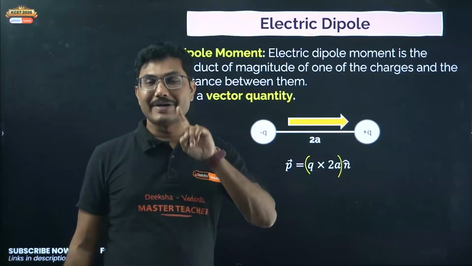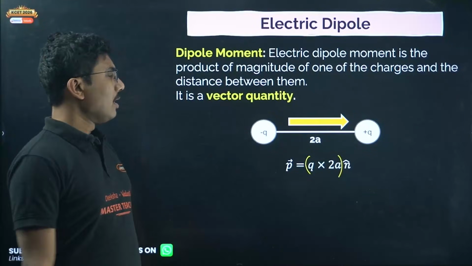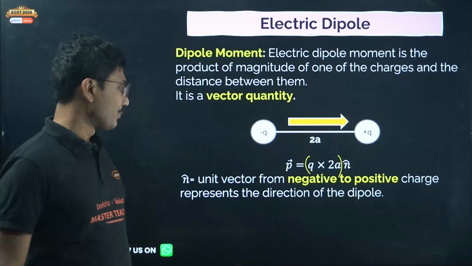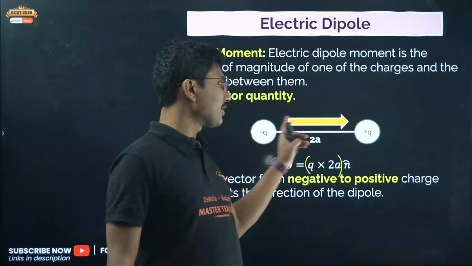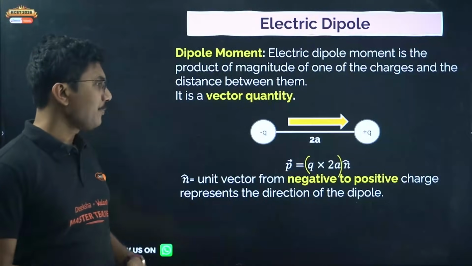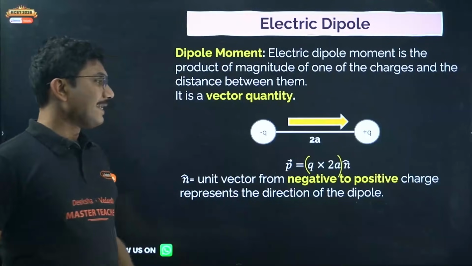Be very careful. Okay. Now what is this n cap vector? So n cap is the unit vector from the negative charge to the positive charge. Okay. It represents the direction of the dipole.